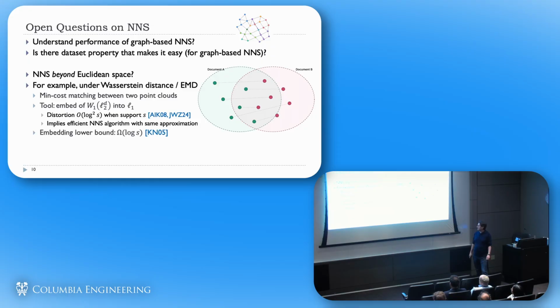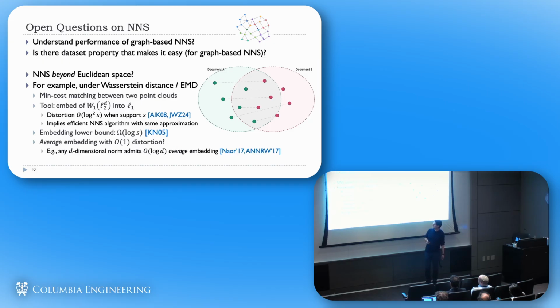The embedding lower bound, you can prove, there's a paper by Khot and Naor that proves a lower bound of omega log S. But one thing that is not known is that it turns out you can do a relaxation of embedding and consider what is called average embedding. And for average embedding, constant approximation or constant distortion is possible.